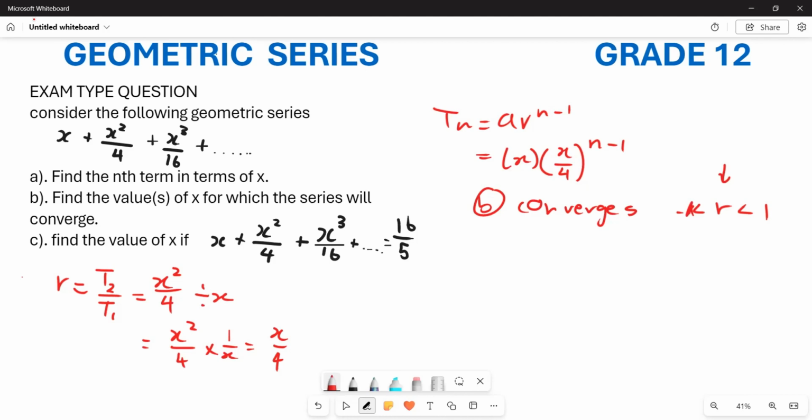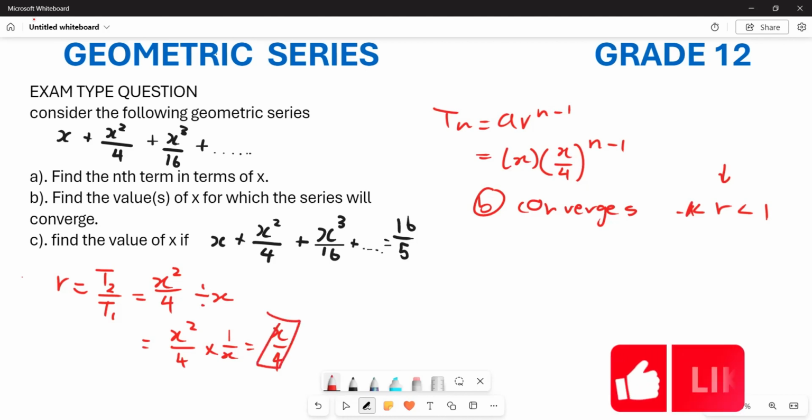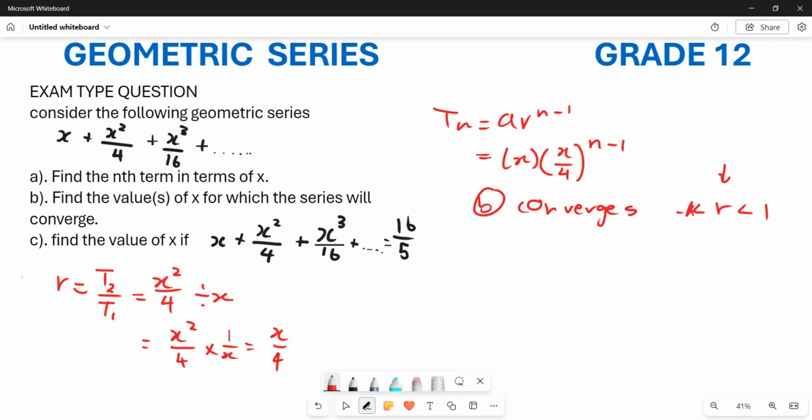Remember, the r that we calculated and found is x over 4. So you are going to say -1 is less than x over 4, which is less than 1. Then you multiply by 4 on both sides. What is it that you're going to have? This is the same as -4 less than x, which is less than 4. So the series converges between -4 and 4. This is how you answer this type of question.